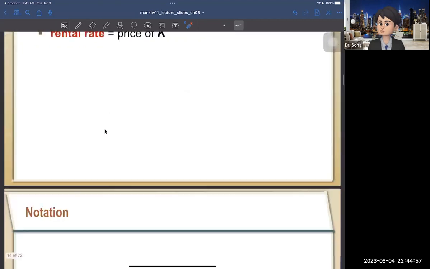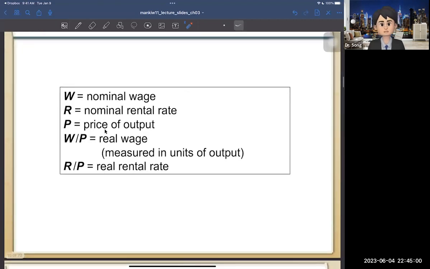Okay, so here is the notation. We use the uppercase W as the nominal wage, and then here we have the price level, which is the same as the price of the output. When you divide this nominal wage by the price, it becomes the real wage, and I denote the lowercase w to represent this real wage. The rental rate is the same thing. You divide it by the price level, then it becomes the real rental rate, and I denote it with the lowercase r.